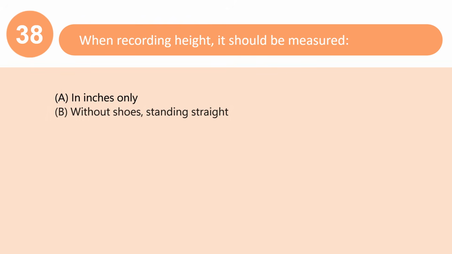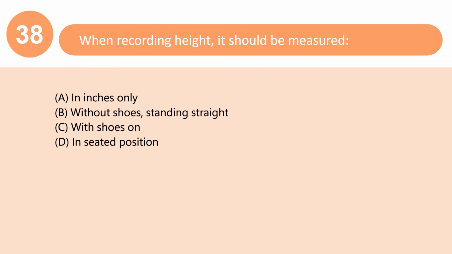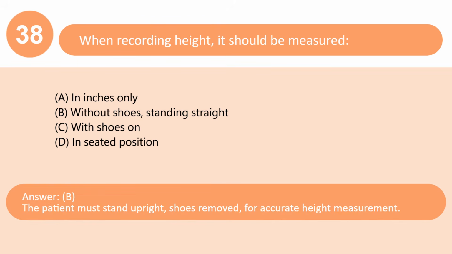When recording height, it should be measured A. In inches only. B. Without shoes, standing straight. C. With shoes on. D. In seated position. Answer: B. The patient must stand upright, shoes removed, for accurate height measurement.